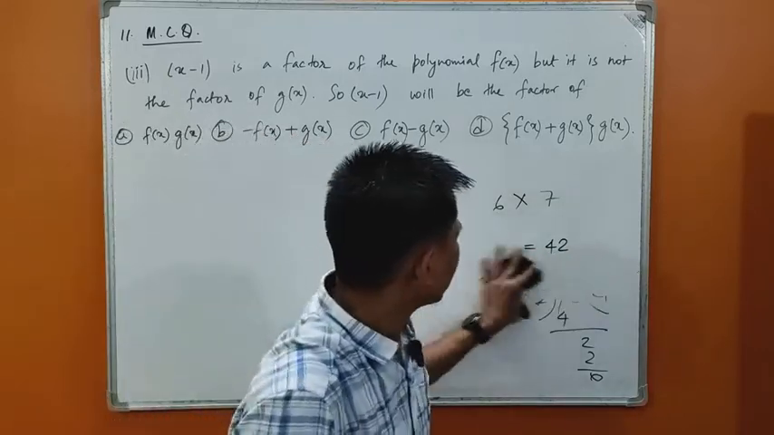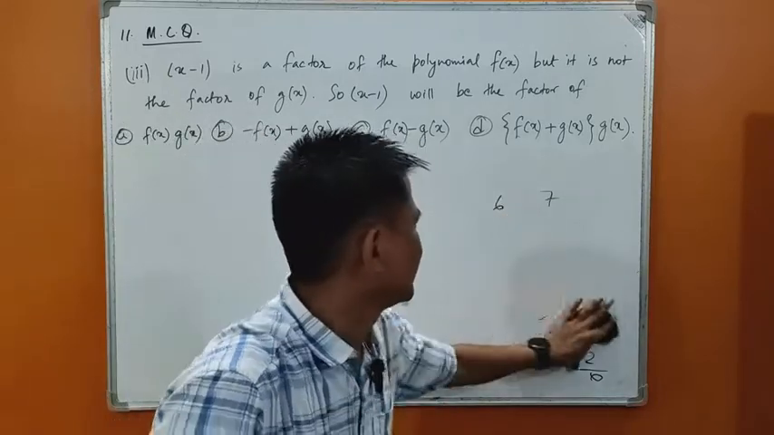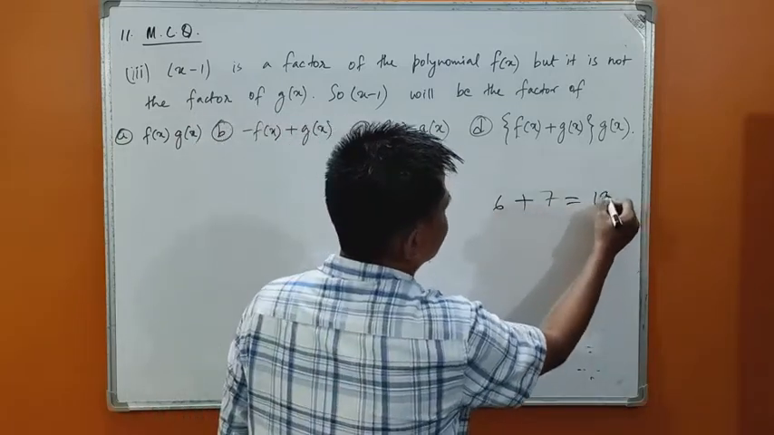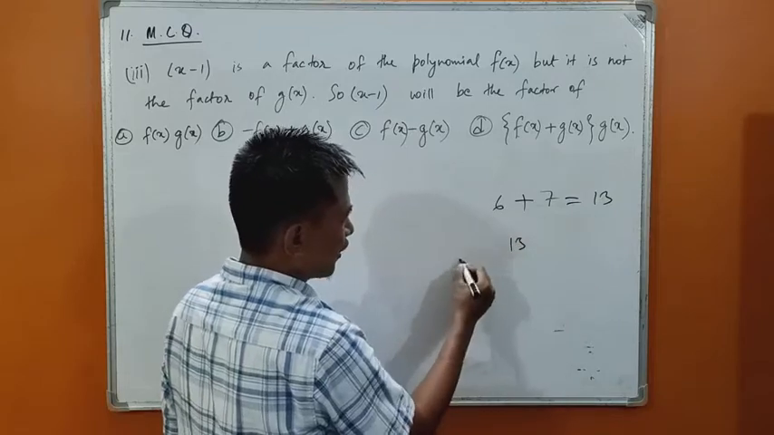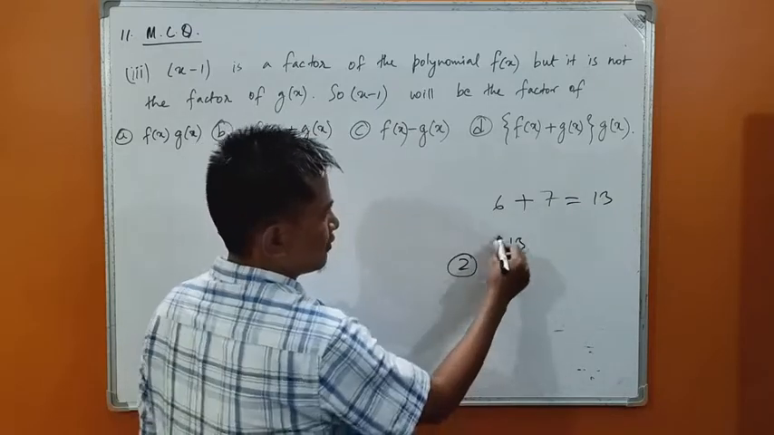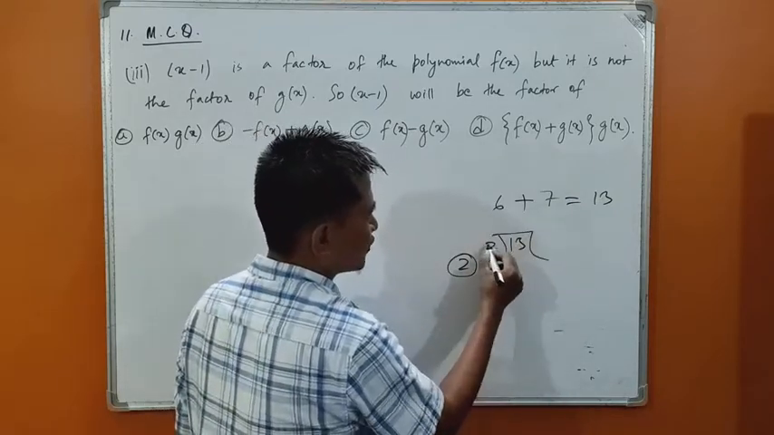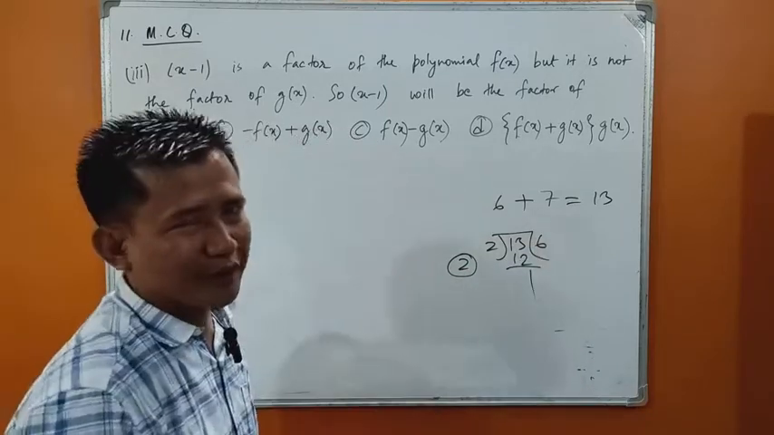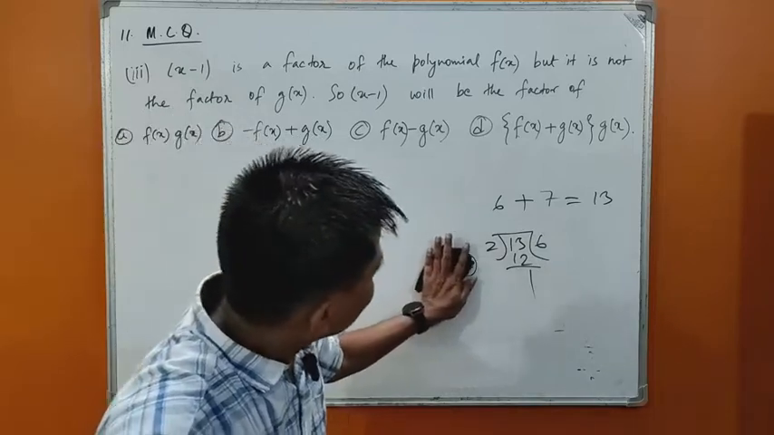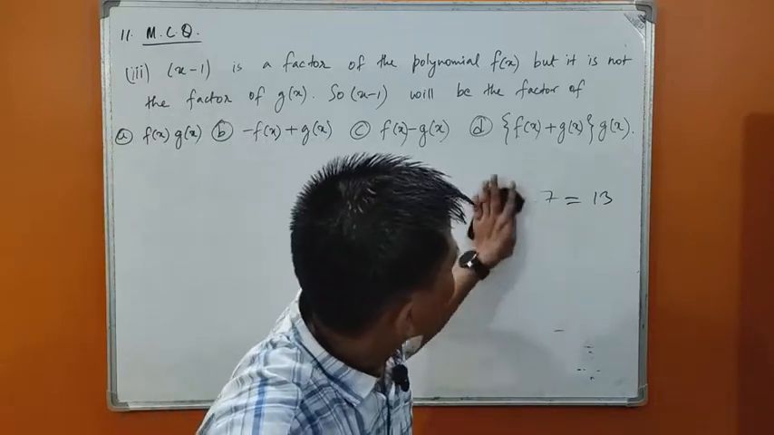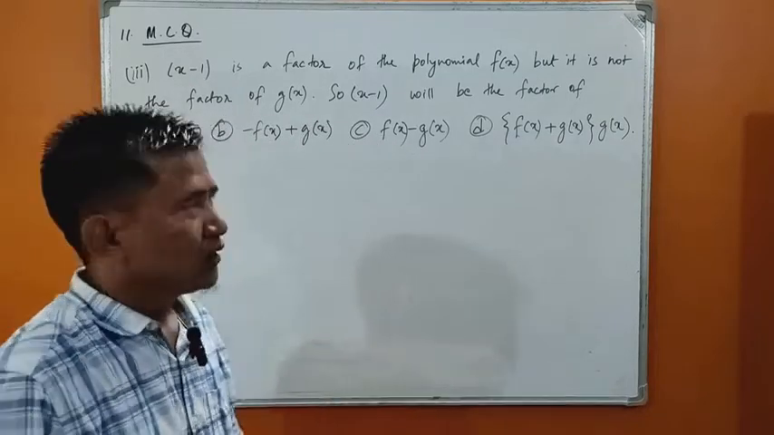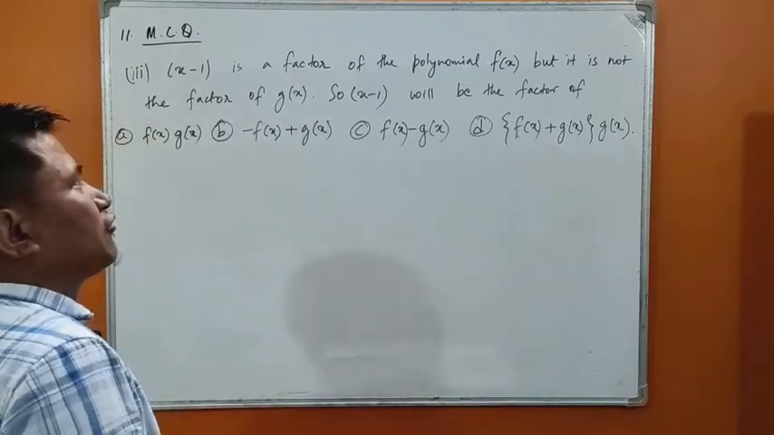Yes. But if we add these numbers, let's add up. 6 plus 7, what do we get? 13. Is 2 a factor of 13? Definitely not, because when we divide 13 by 2, 2 sixes are 12, remainder comes 1. So the remainder is not 0 in this case. So 2 is not a factor of 13. When we add or subtract, we do not get the factor.